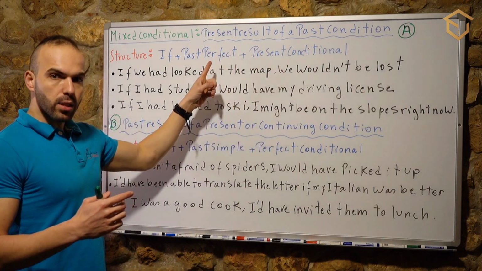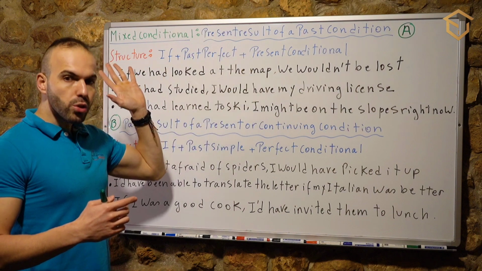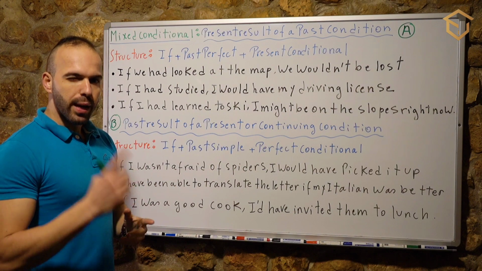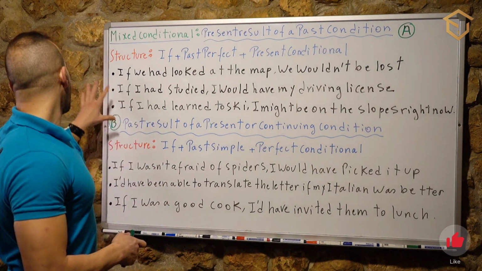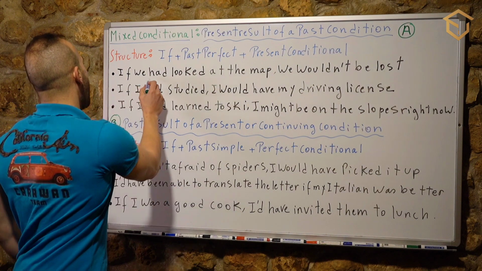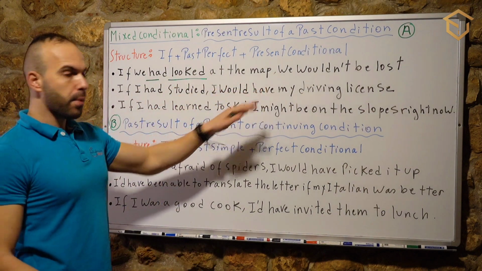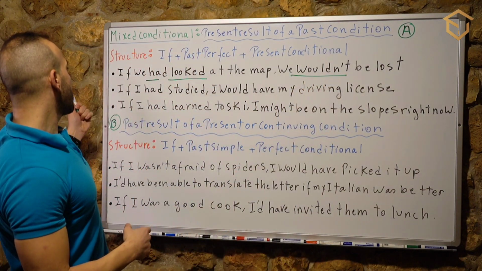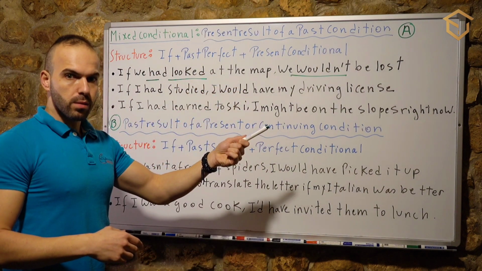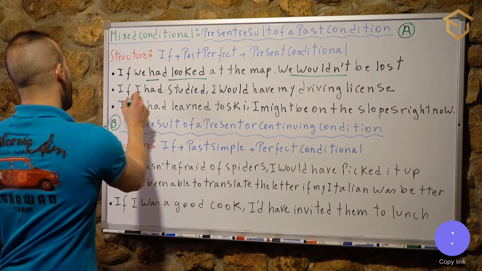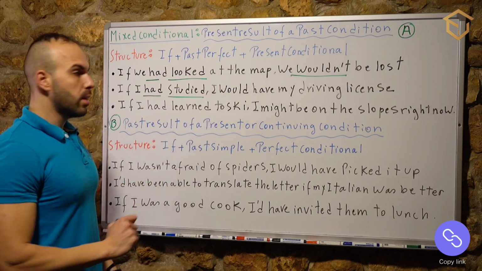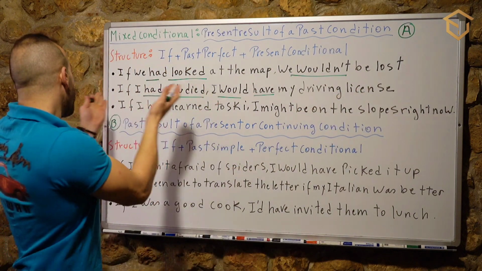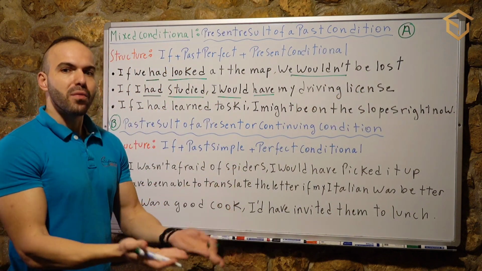Do you remember the present conditional? I have just talked about it, which is would plus the infinitive form of the verb. Let's jump into an example. If we had looked at the map, we wouldn't be lost. The second one: if I had studied, I would have my driving license, but I didn't study and I don't have my driving license now.